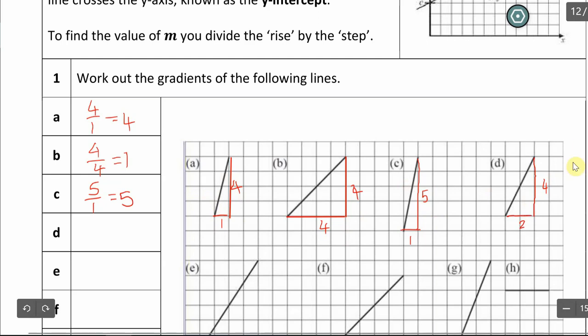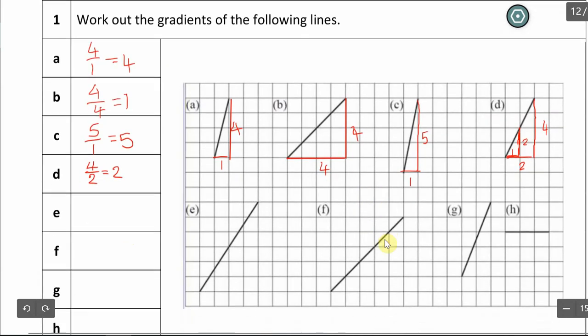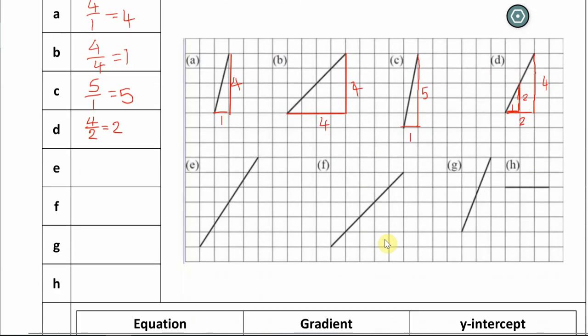So rise divided by run, 4 divided by 2 is 2. Now we didn't have to use the endpoints of the line. I could have also done it by just looking at this bit here, saying that there's a rise of 2 for a run of 1. But if I divide those, 2 divided by 1, I would still get a gradient of 2. So it really doesn't matter which points on the line we choose. I'm just going to use the endpoints for this task.